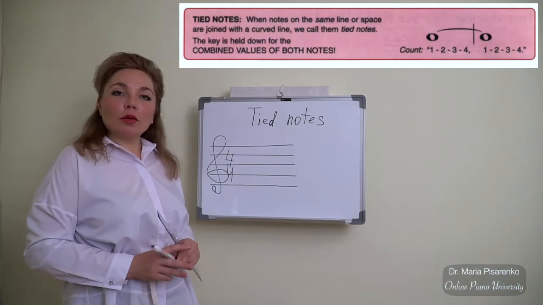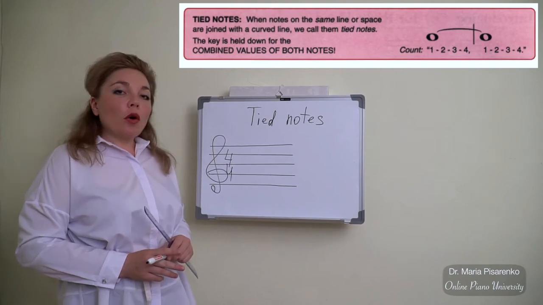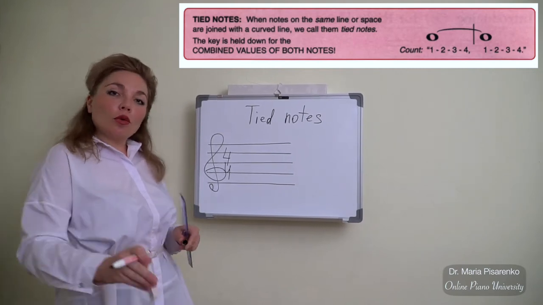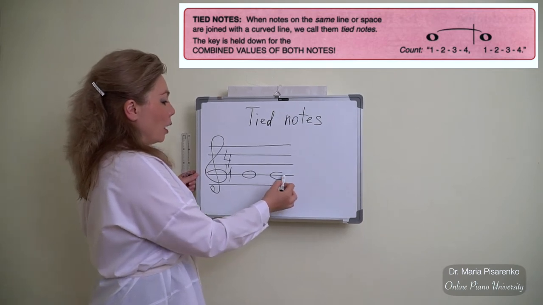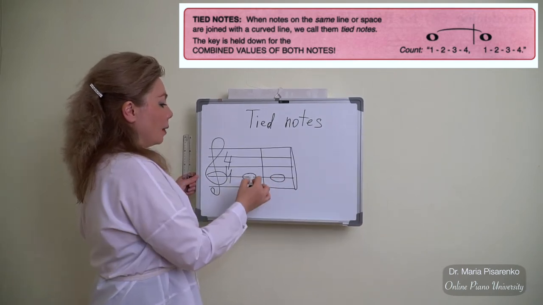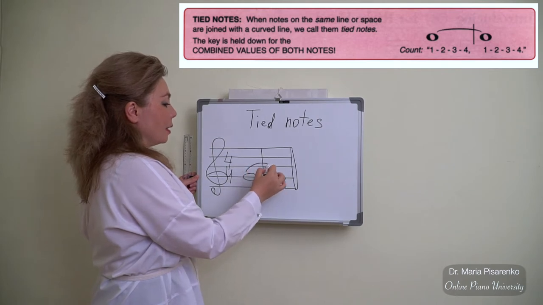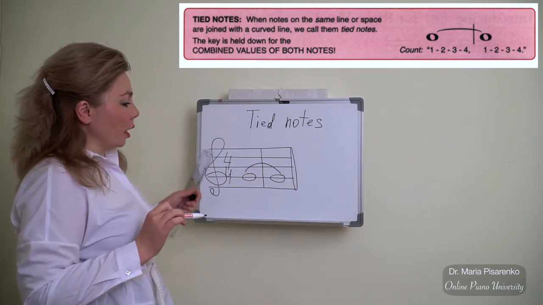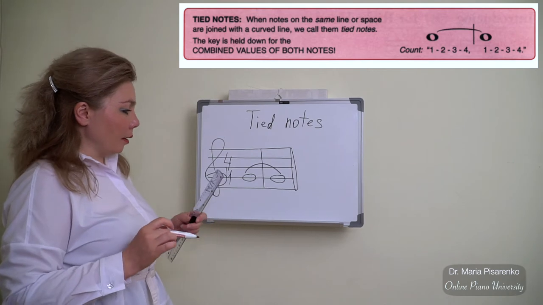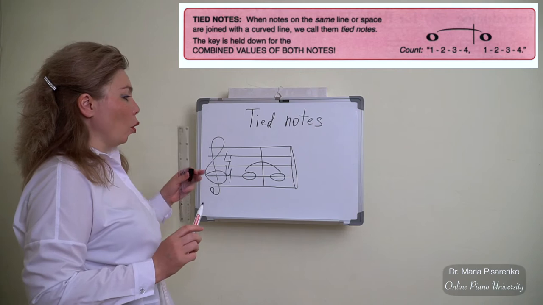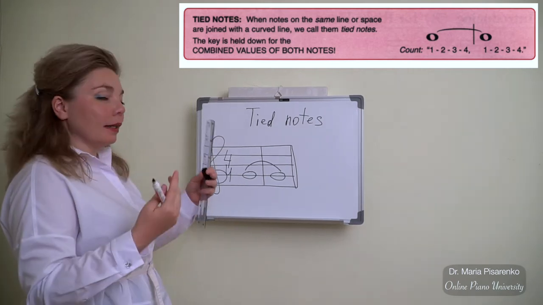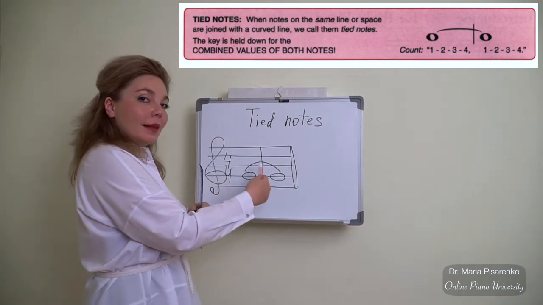Okay, let's talk about tied notes. We call the notes tied notes when you have two notes that are the same, and they're connected together with a curved line. So the same notes, G and G, for example, or D and D, A and A. So the notes have to be the same.